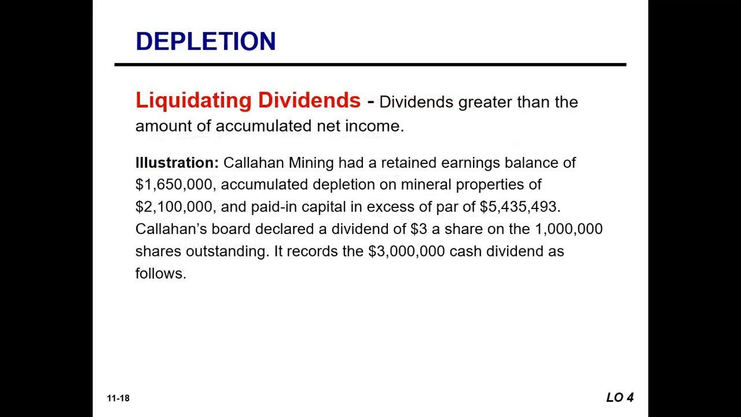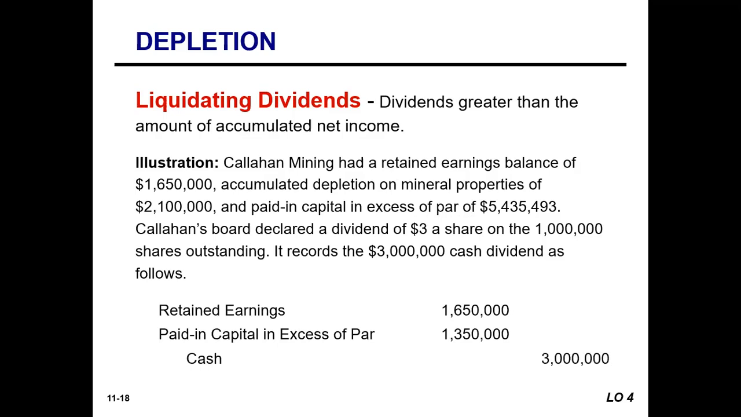All right, liquidating dividends. So dividends greater than the amount of accumulated net income. Here's our example of that. It says Callahan Mining had a retained earnings balance of $1,650,000, accumulated depletion on mineral properties of $2,100,000, and paid in capital excess of par of $5,435,493. Callahan's board declared a dividend of $3 a share on the 1 million shares outstanding. It records the $3 million cash dividend as follows.